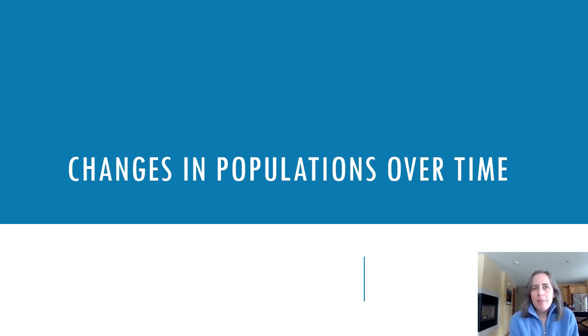So the book talks about this at the end of the chapter, and I'm going to talk about it now because I think it makes more sense. So, changes in populations over time. Because the ages of people in your population are really important, the numbers of people in any age group that you have over time can change, and that's going to have a big impact on your public health.